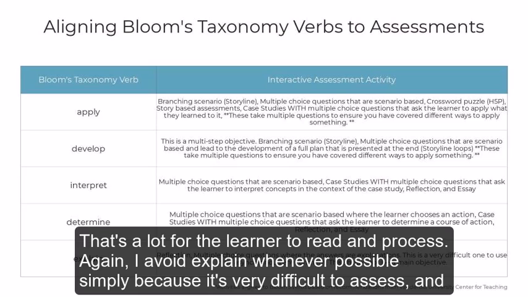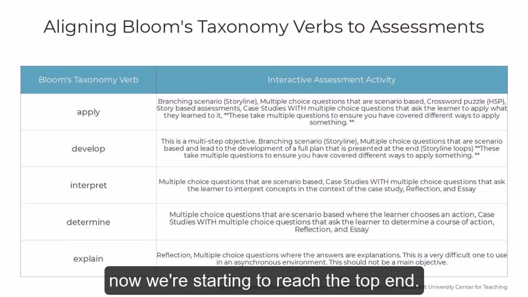Again, I avoid explain whenever possible simply because it's very difficult to assess, and now we're starting to reach the top end.